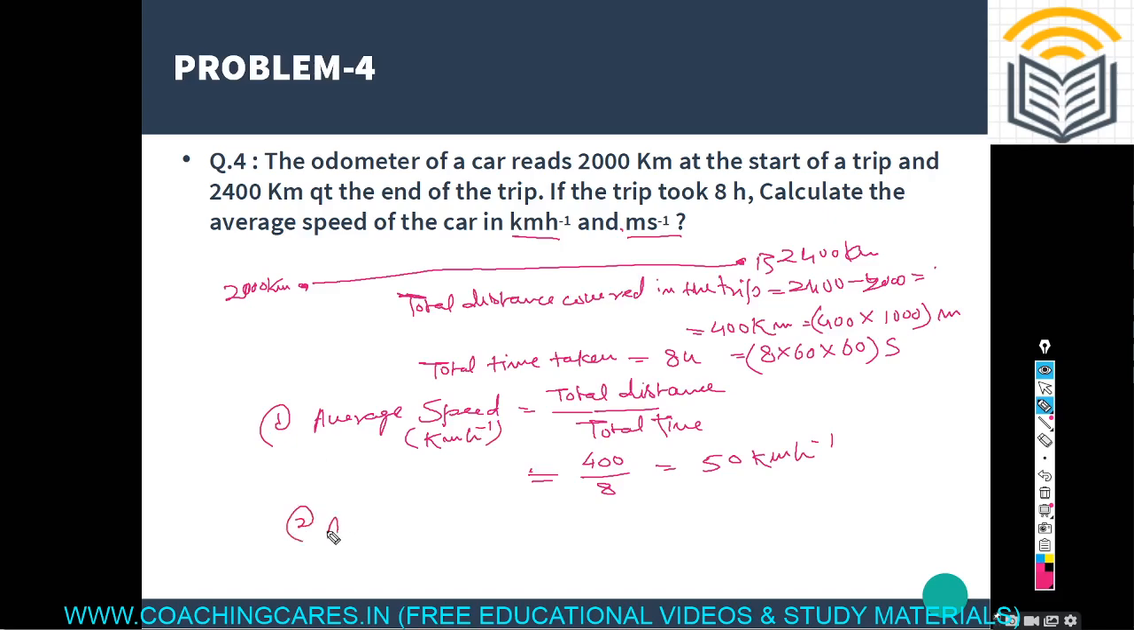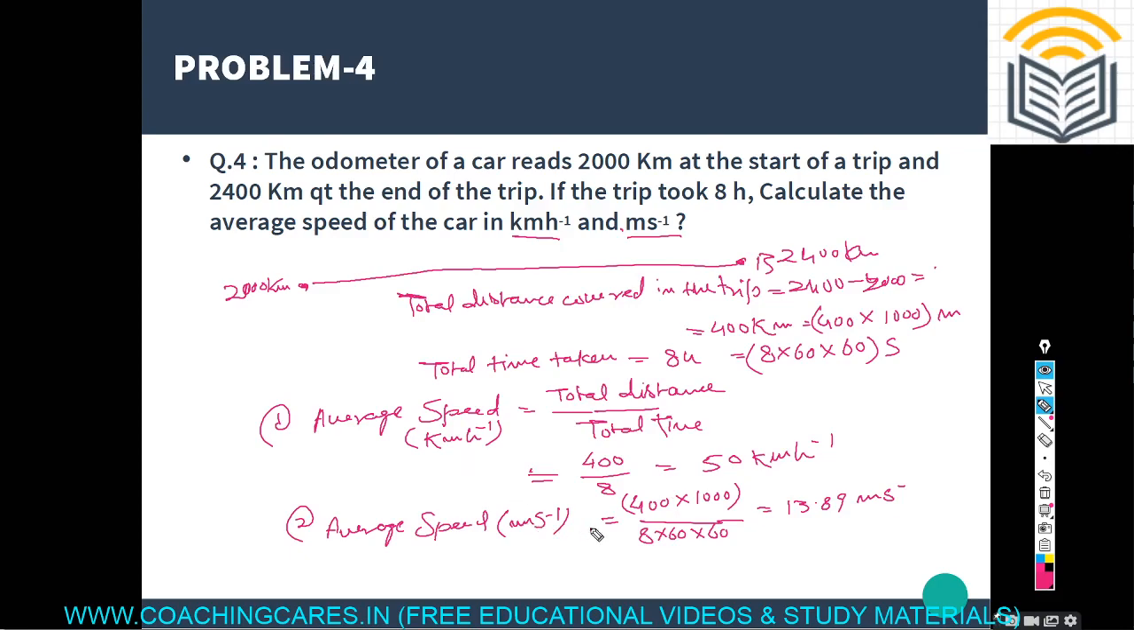That is number 1. Number 2, average speed in meter per second is equal to again 400 into 1000, that is in meters, and 8 into 60 into 60, that is in seconds. So the final answer will be equal to 13.89 meter per second.